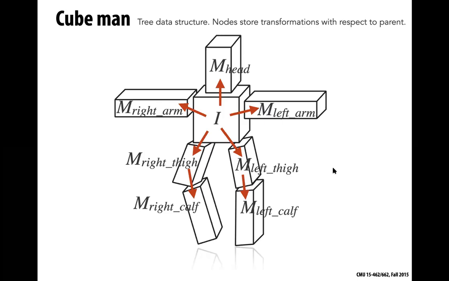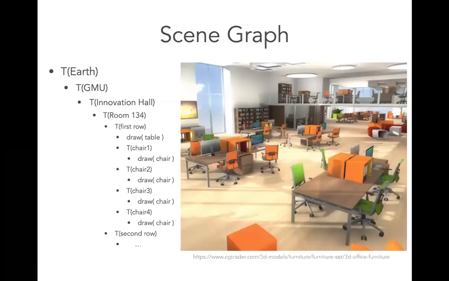And so that's a computer science data structure interacting with a little bit of linear algebra to give us a convenient way to represent an articulated character. And here's another example. In general, this notion is called a scene graph. And so you can think that we have a location for Earth.